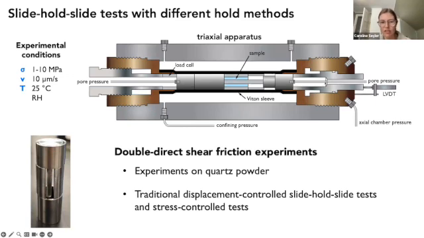So that would be one of these stress controlled tests where you're setting the stress to be some percentage of the initial value, or you can do the more traditional displacement controlled holds where you're just holding the load piston fixed during the hold and letting the stress evolve during the tests, like the ones I showed you in the previous section. In these tests, we're also running at just room temperature and room humidity, and these are experiments on quartz powders initially.